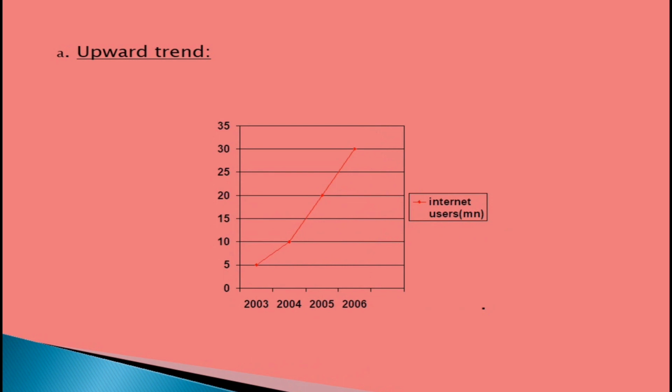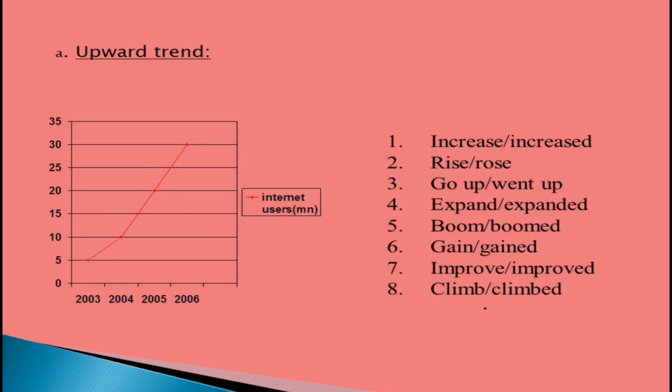Increase or increased, rise or rose, go up or went up, expand and expanded. I also show you here the present form and the past form. Boom, boomed, gain or gained, improve or improved, climb, climbed up. Just remember, students, don't use a word over and over again.